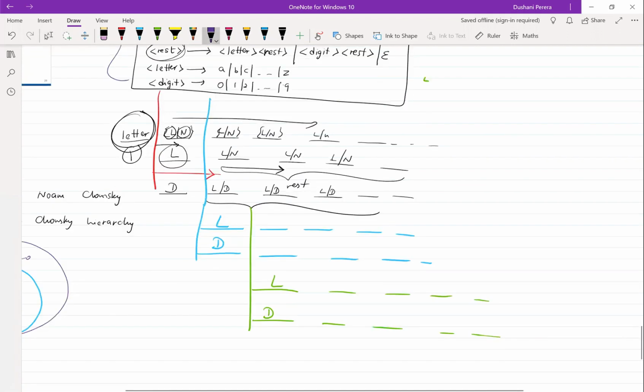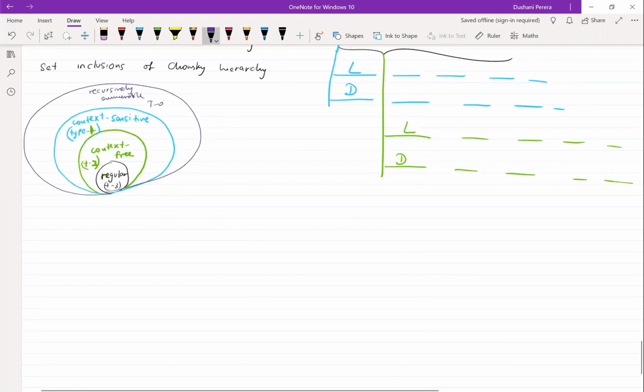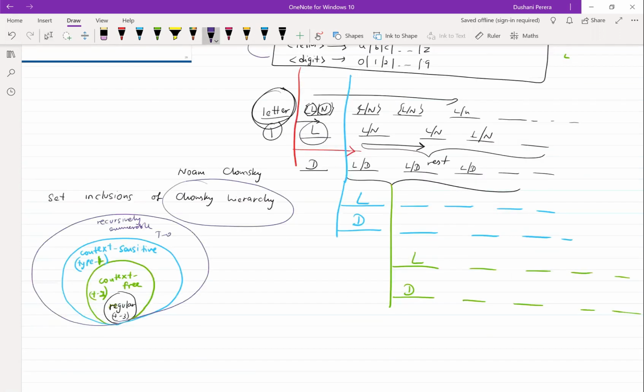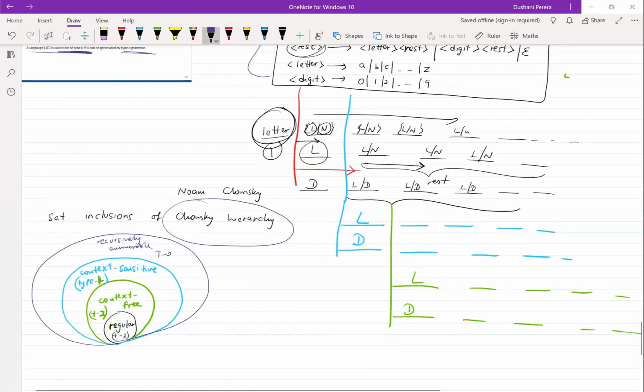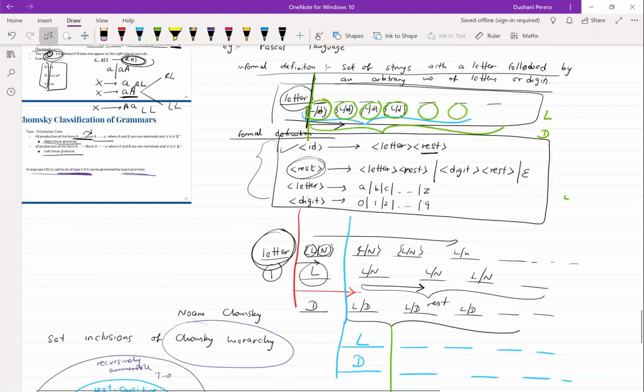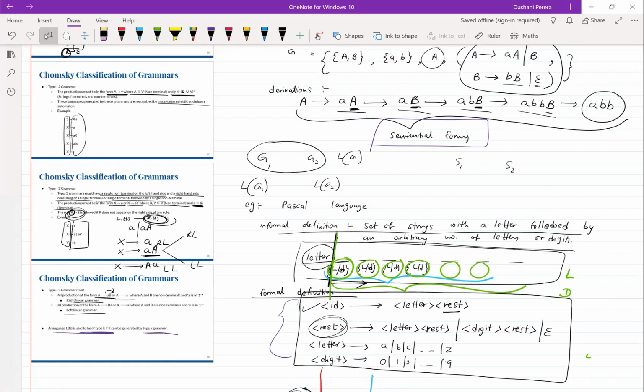Then we came to this person's classification of grammars. He classified grammars under 4 categories, type 0, 1, 2, 3. We discussed how these grammars can be represented, the production rules and all. And then we represented that in a set format, in a set inclusion. Okay, right. So that is the end of the lecture today.